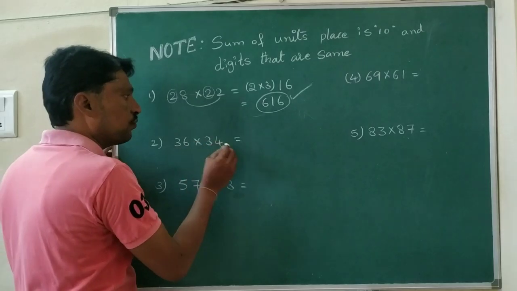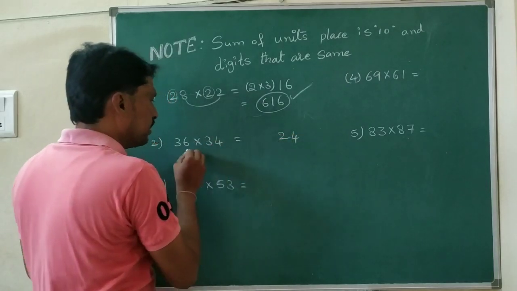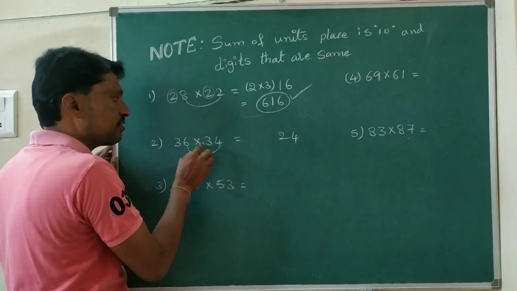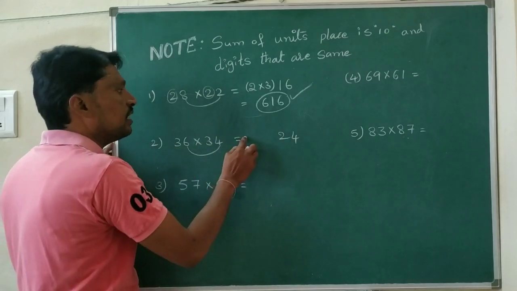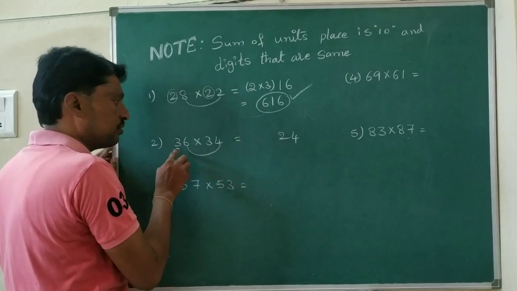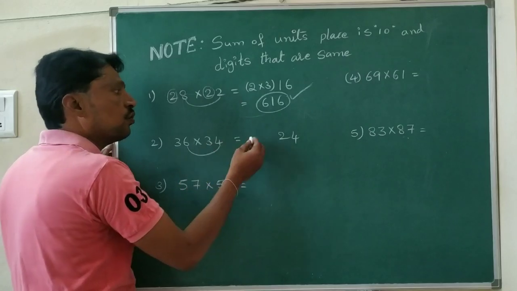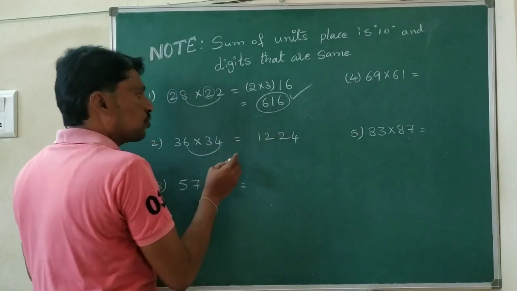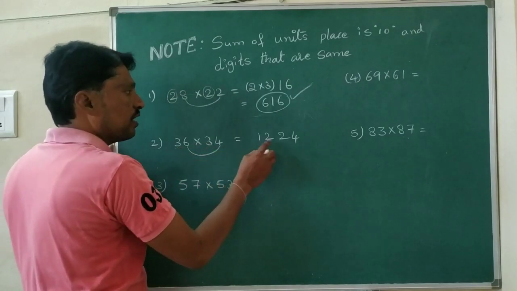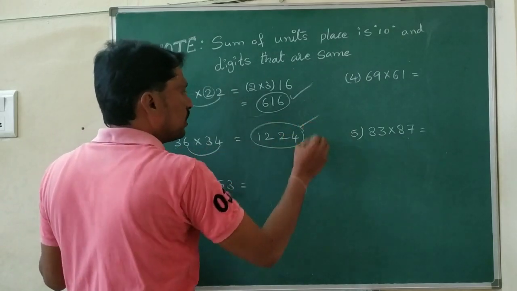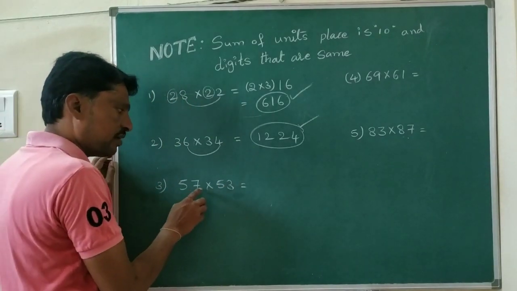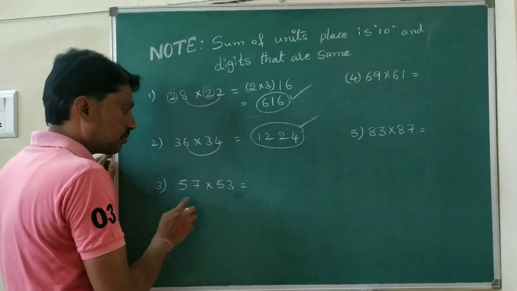Next question, 36 into 34. So 6 into 4 is 24, that is the units place. Now the tens place digits, 3 and 3, are the same. So 3 into the next number, n into n plus 1, we need to do. 3 into 4 is 12. So 36 into 34 we are getting 1224.